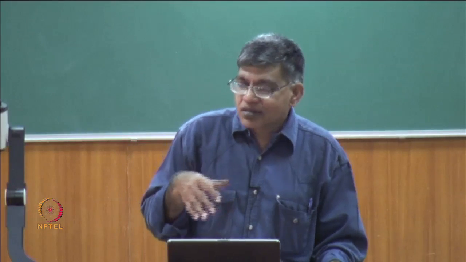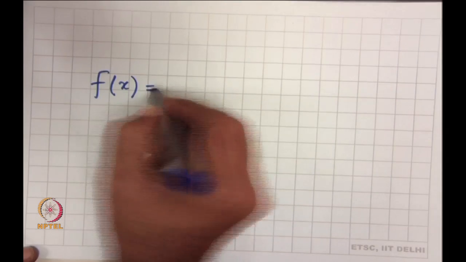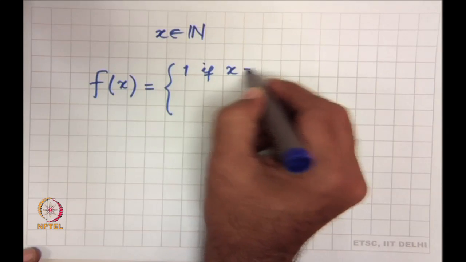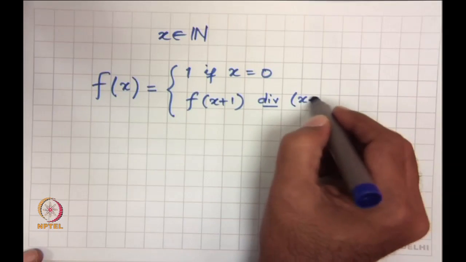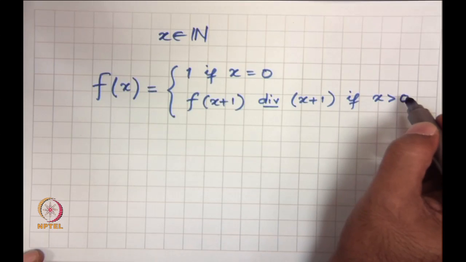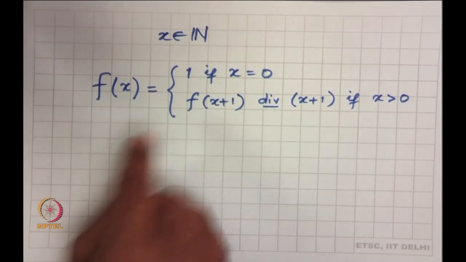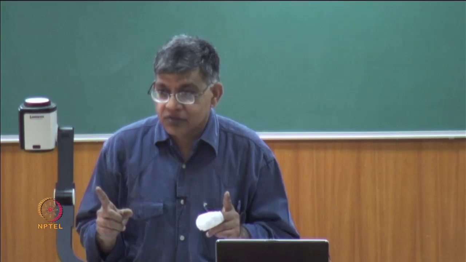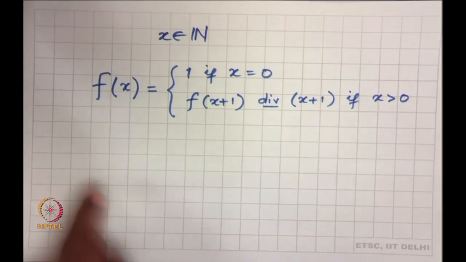Just like you can't write functional programs like this, let us say factorial of x for naturals, where x is a natural: it is 1 if x equals 0, and f of x plus 1 divided by x plus 1 if x is greater than 0. It's not supposed to be funny. The whole point is that this is a non-inductive definition of a perfectly correct, valid axiomatization of the factorial function on the naturals. However, it is non-inductive. Okay? And as a result, this is not programmable.